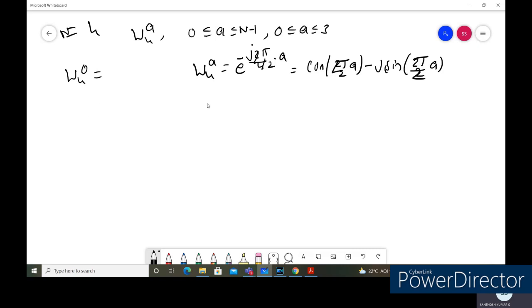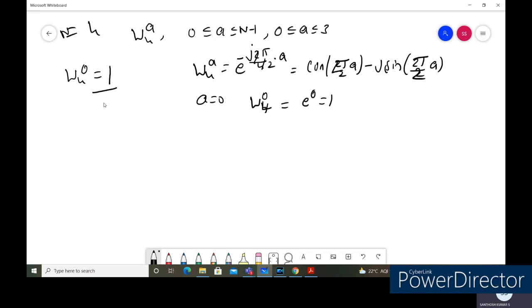Let us take a is equal to 0. If I substitute a is equal to 0, we get omega 4 to the power of 0, which is nothing but e to the power of 0. This will be equal to 1. So we got omega 4 to the power of 0 equal to 1.